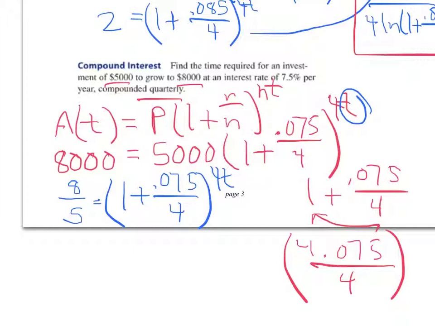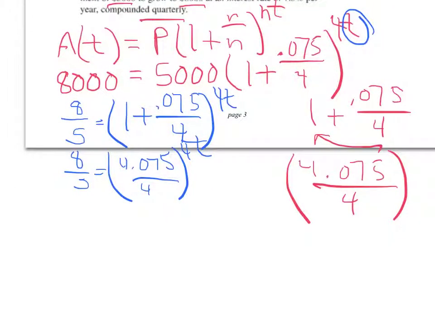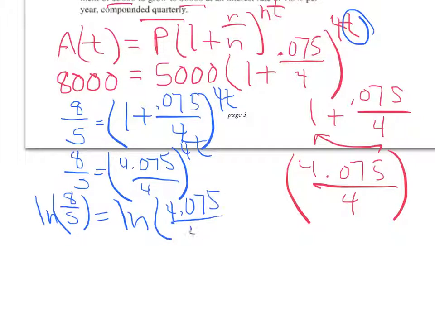So over here I'm going to end up with 8 over 5 equals 4.075 divided by 4 to the power 4t. So I'm going to take the logarithm of both sides. I'm going to use the natural logarithm again. So the natural logarithm of 8 over 5 is equal to the natural logarithm of 4.075 divided by 4 to the power 4t.